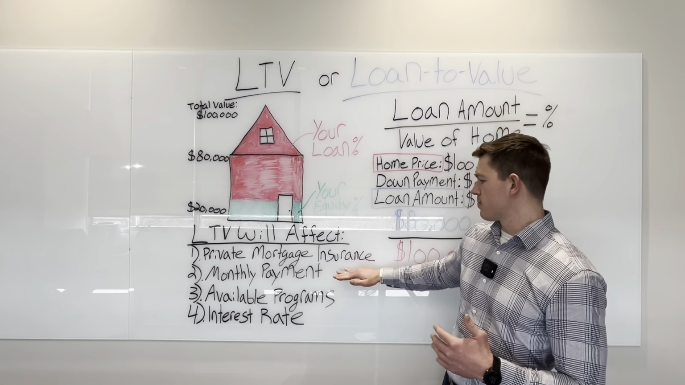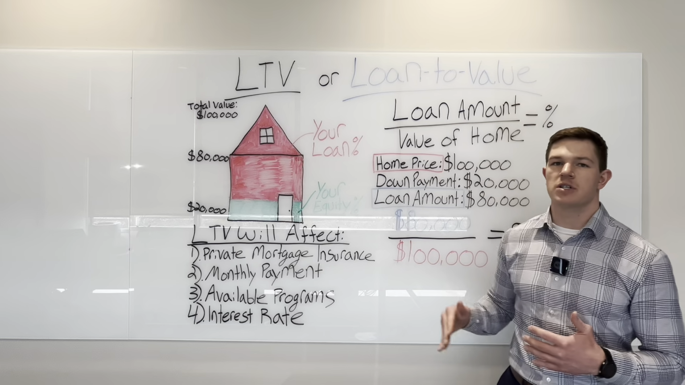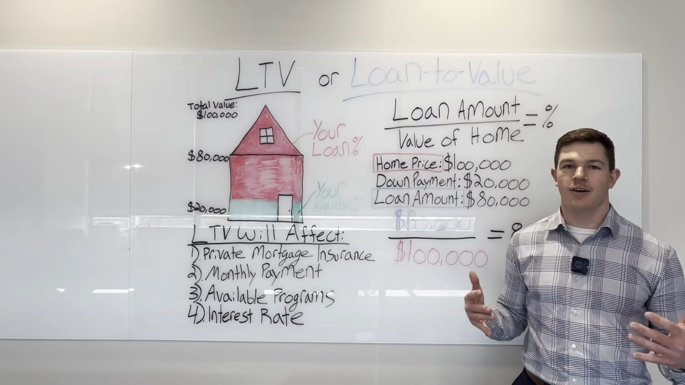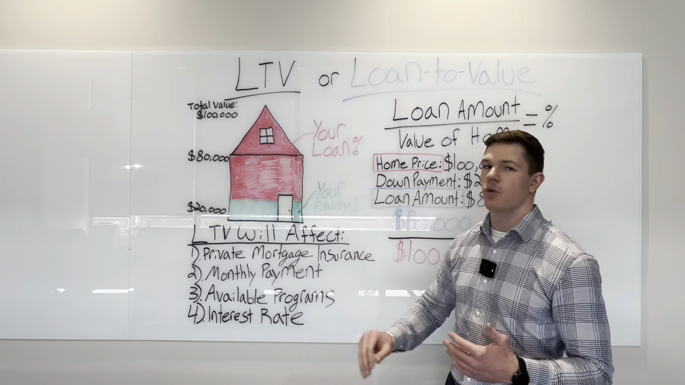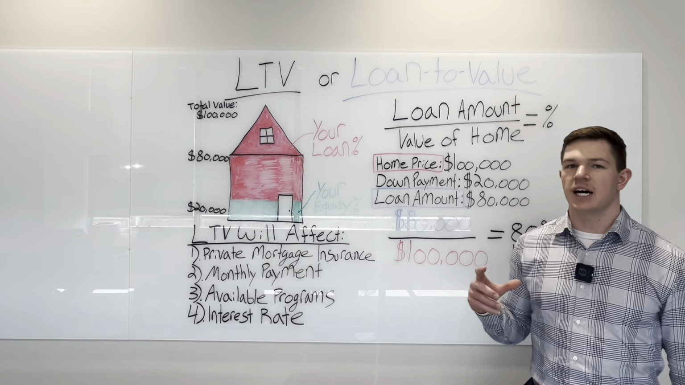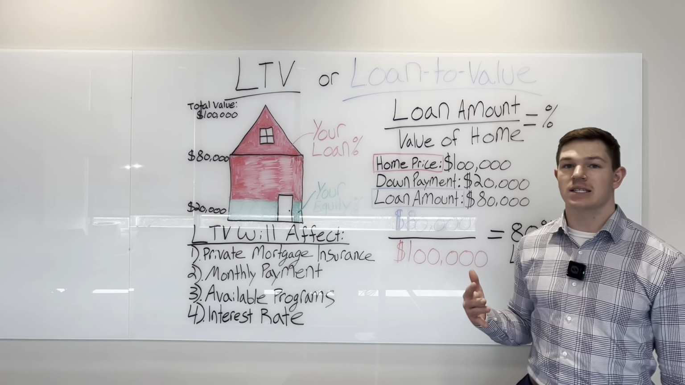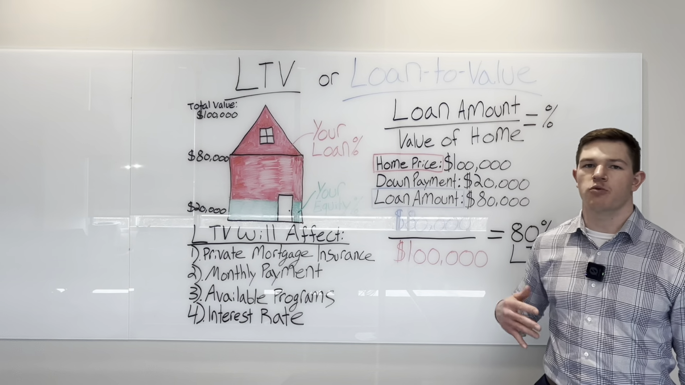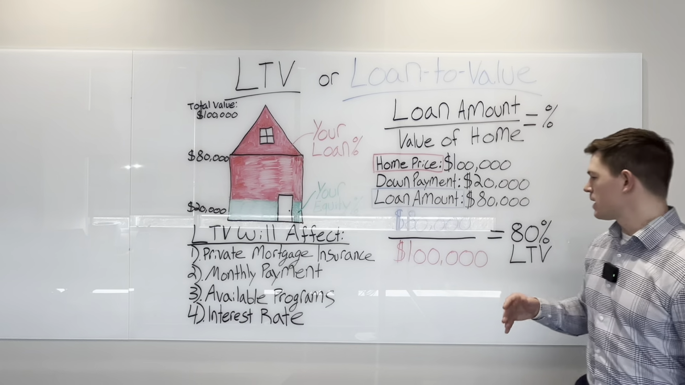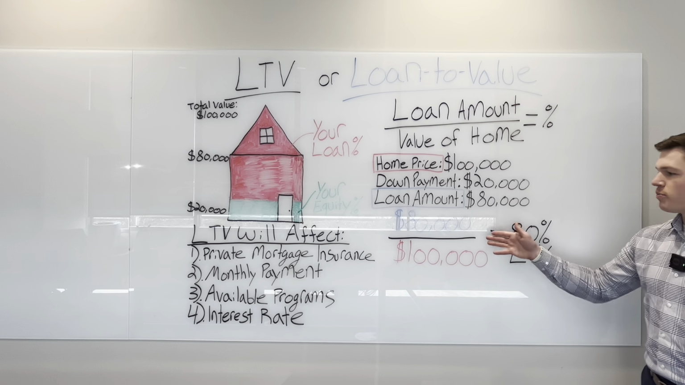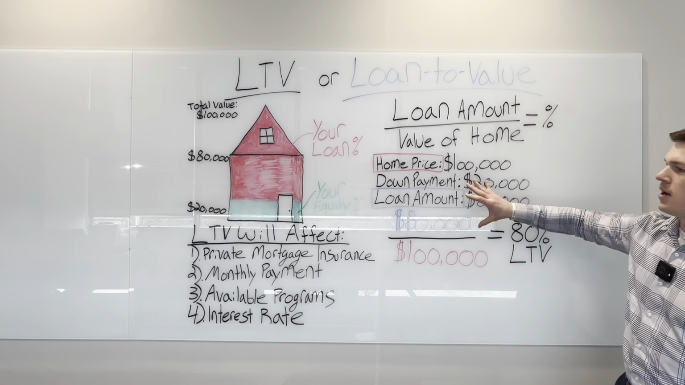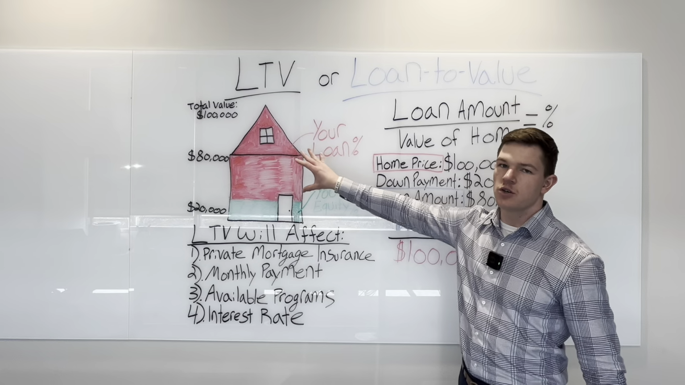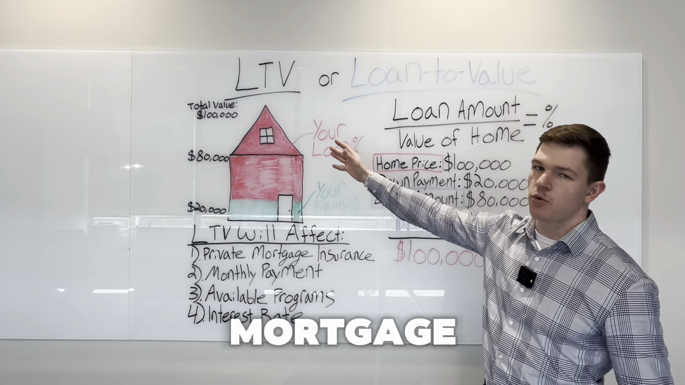A big one, probably the most common one, is something called PMI, right? Another acronym, which stands for private mortgage insurance. So any time you have equity of less than 20% in a home, you have to pay for what's called PMI, or private mortgage insurance. So in this situation, you're putting down 20%. So this family, if this was you, you would not be paying for private mortgage insurance.